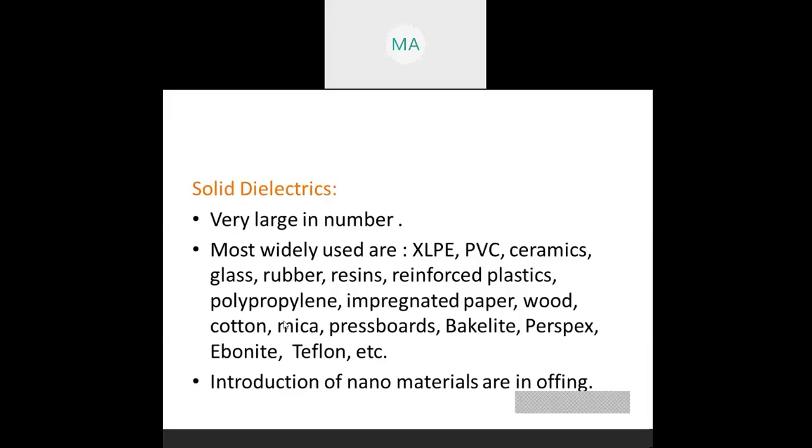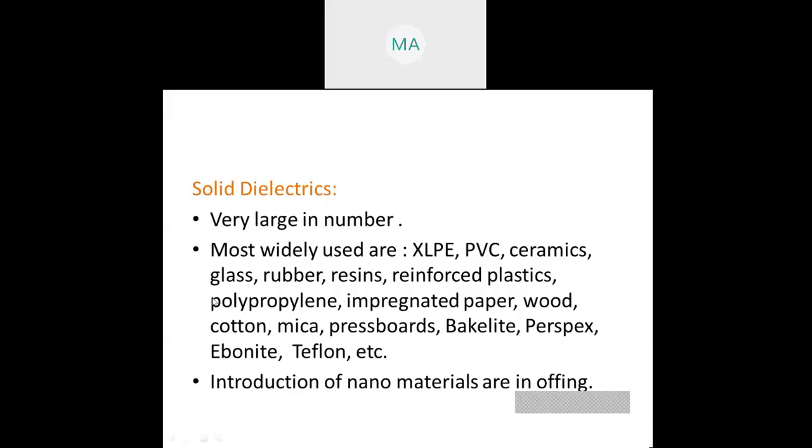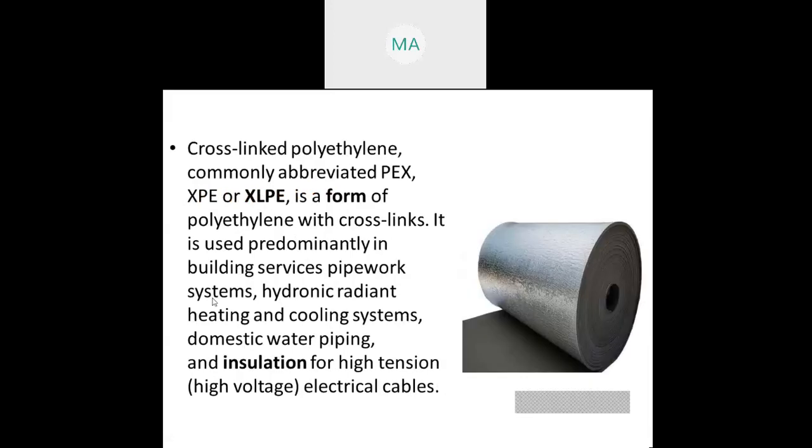Here we have ceramics, glass, rubber, resins, plastics, polypropylene, impregnated paper, wood, cotton, mica, pressboard, bakelite, ebonite, Teflon. We have already seen all these materials, but we don't know their names. We also have nanomaterials in solid dielectrics, which are still under development.